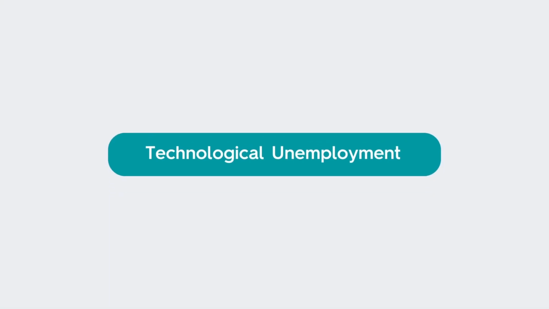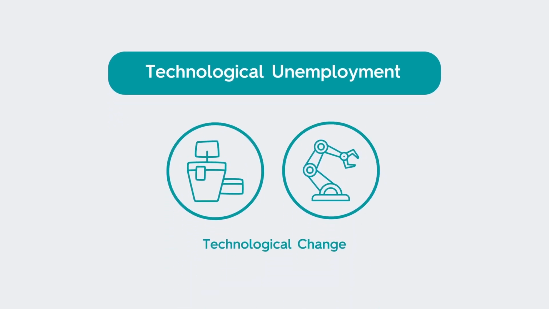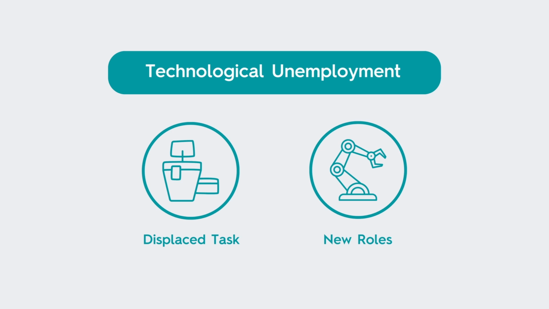One major driver of structural change is technology. Technological unemployment is a type of structural unemployment. Automation may replace some jobs, but it also creates new opportunities. The key challenge is helping workers transition through training and time.